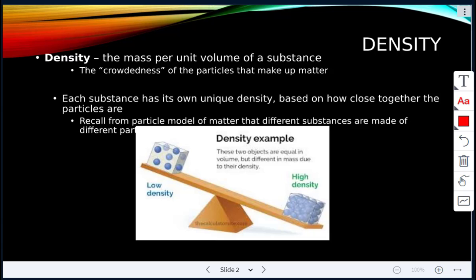In this example, this one here has a high density. Look at how close the particles are together. And here we have low density, so we can see there's a lot more space between the particles. Both objects, however, are equal in volume. This is the same sized cube, but they are different in mass because of their density.